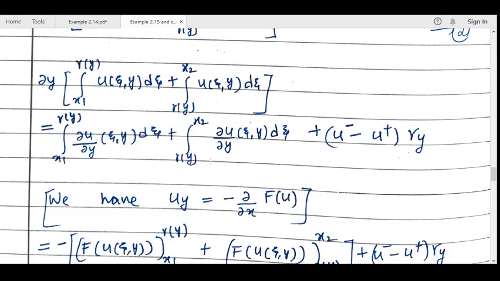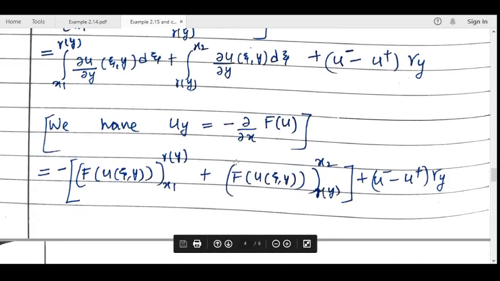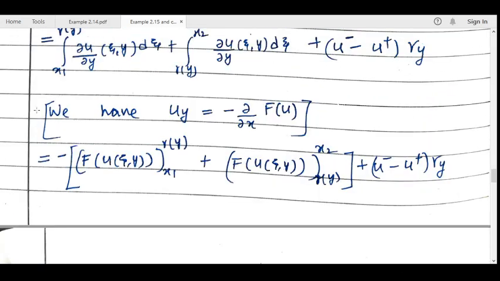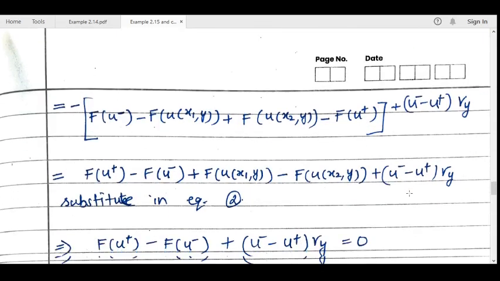Then for the first two steps we have ∂u/∂y is minus ∂/∂x of f of u. That we are substituting here: minus ∂/∂x of f of u, with the integral sign there. So the integral and derivative terms get cancelled. So you have f of u minus f of u with limits x1 to gamma of y, plus f of u with limits gamma of y to x2. Same steps as we did in the Euler equation weak formulation. Put upper and lower limits and simplify it.